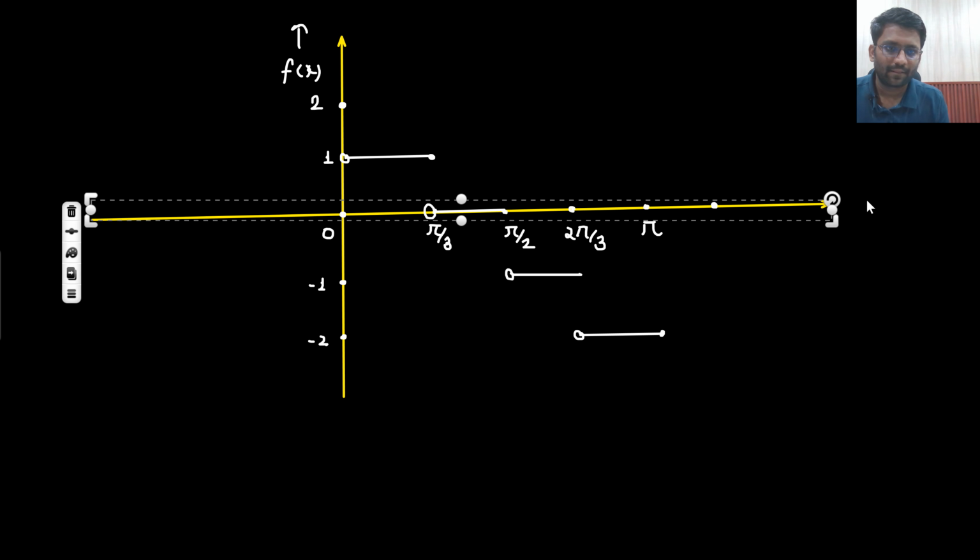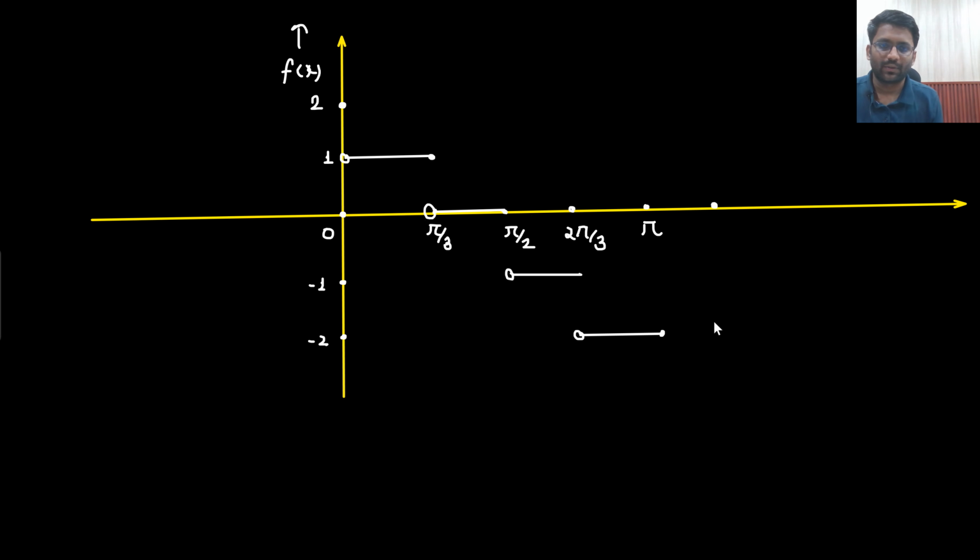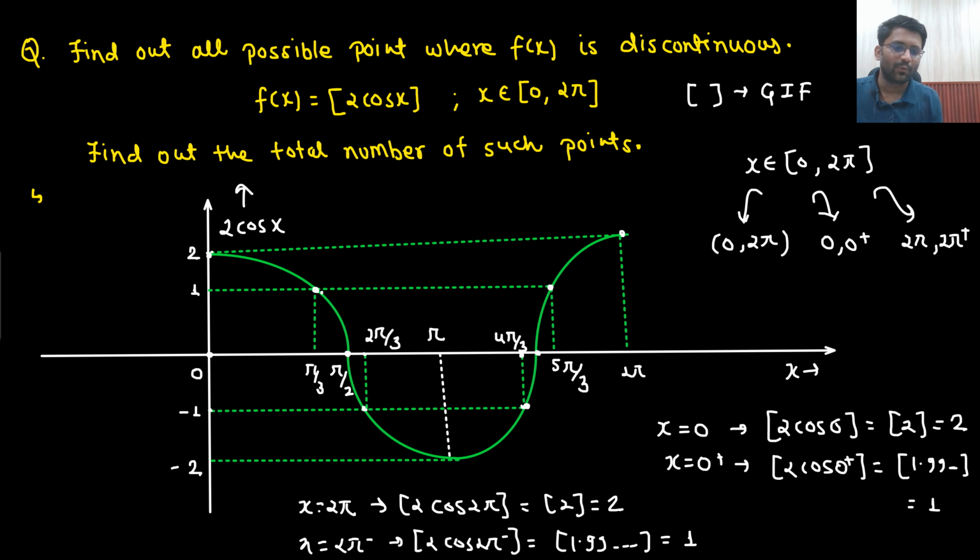Yeah, the line is not getting longer. It's done now. Yeah. So at all these points definition would be changing. Definition would be changing here at 4 pi by 3. Then I will see at 5 pi by 3 and then at 2 pi.